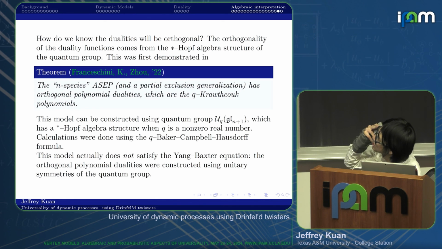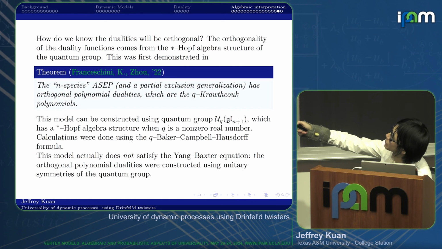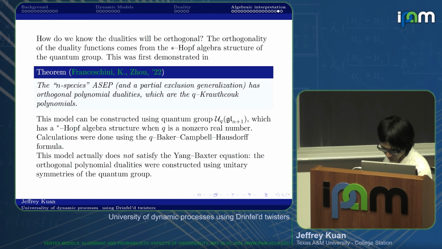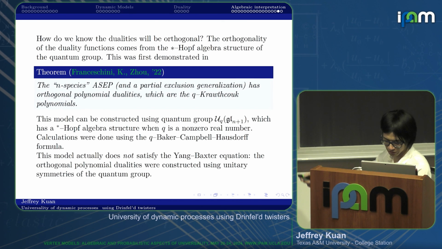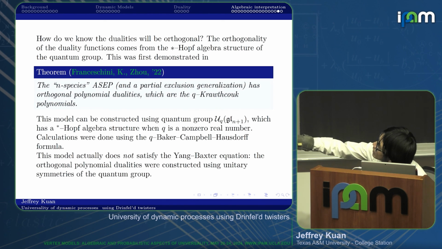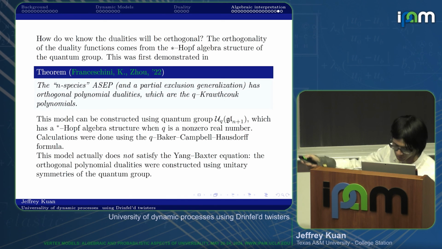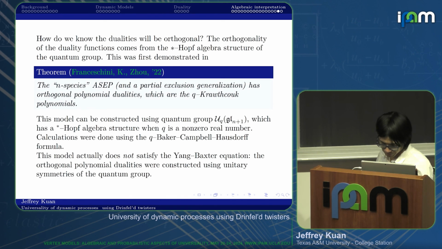Anyway, I'll say that if you use something called the star-Hopf algebra structure of the quantum group, then the star structure is going to produce orthogonality for the duality functions. We did this for the n species A sub qj, so that's a partial exclusion process. I want to point out that this method actually doesn't use the Yang-Baxter equation, so you actually don't need integrability. One of my dreams is to get Tracy-Widom for a non-integrable model.